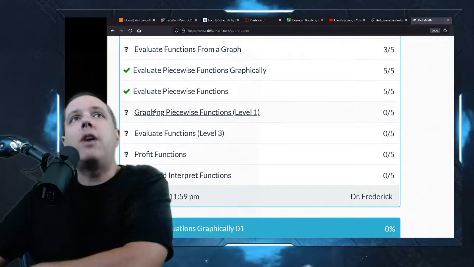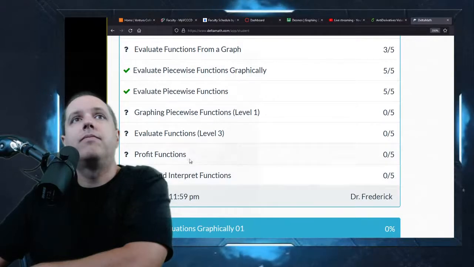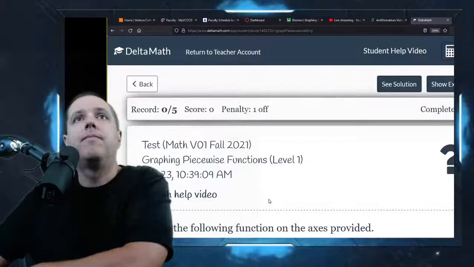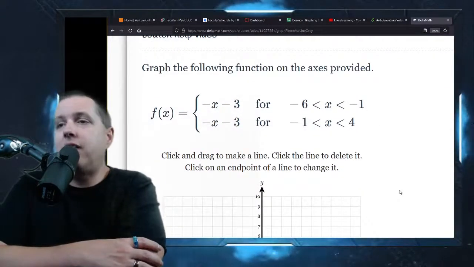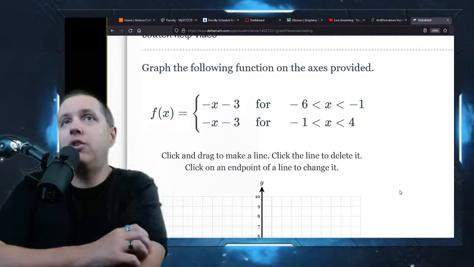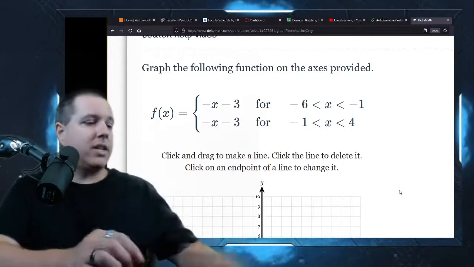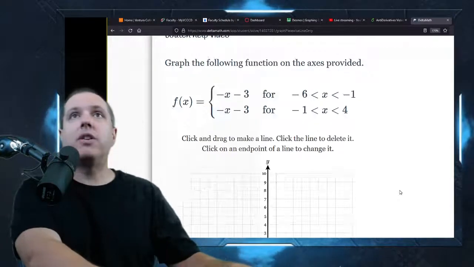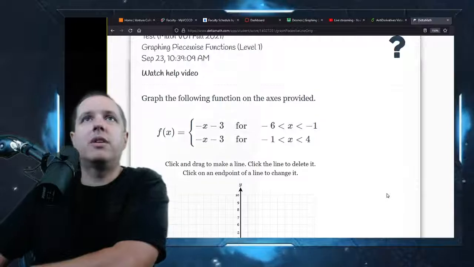Okay, let's do graphing piecewise functions because those are confusing. Graph the following functions on the axis provided. So I'm going to show you what a lot of times I see. I need to shrink this so it'll fit on the page here.